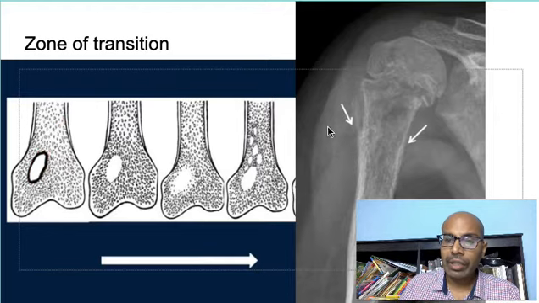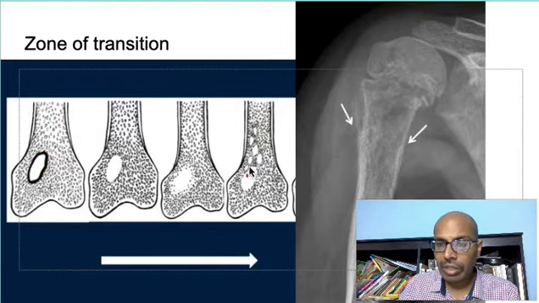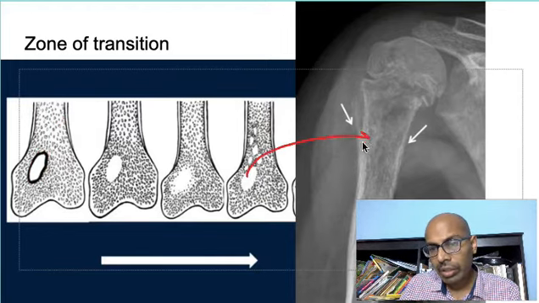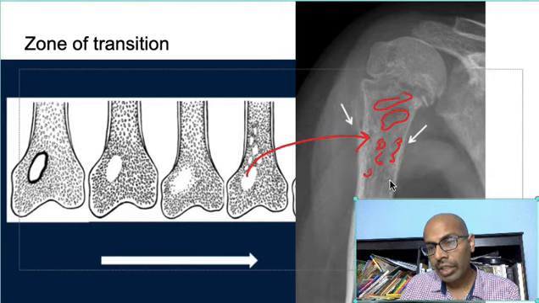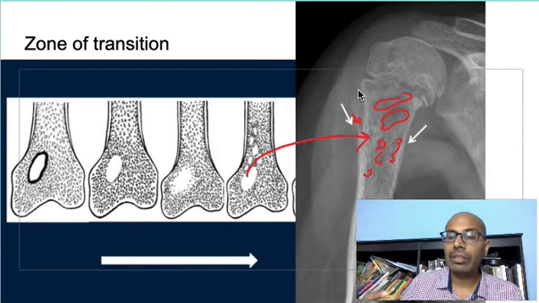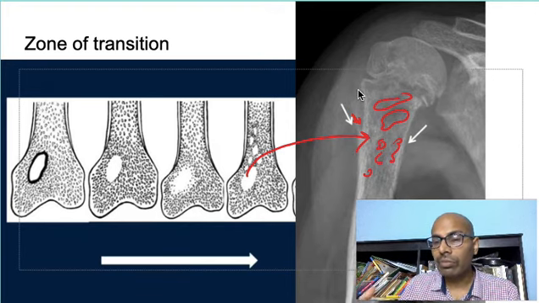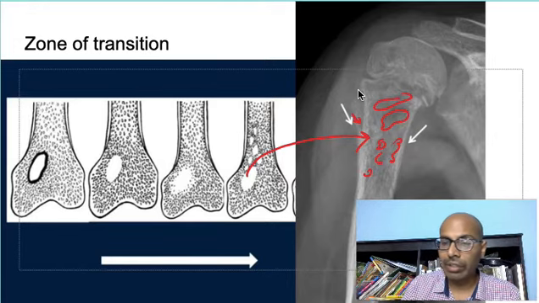Then you have this picture where it is moth-eaten in appearance. There are probably multiple large lesions here, and then smaller punched out lesions, and there is no clear demarcation between normal and abnormal bone, and there's probably a pathological fracture here as well. This is the next, more aggressive form of the zone of transition that is seen in bone.